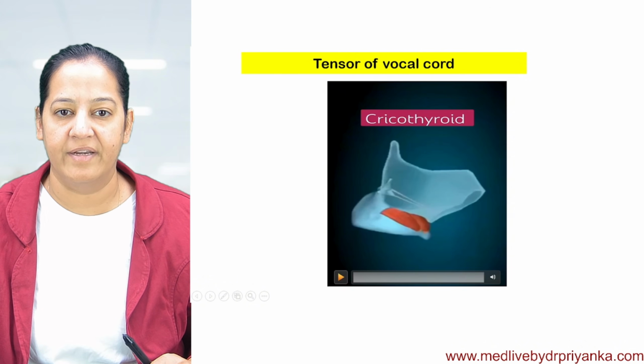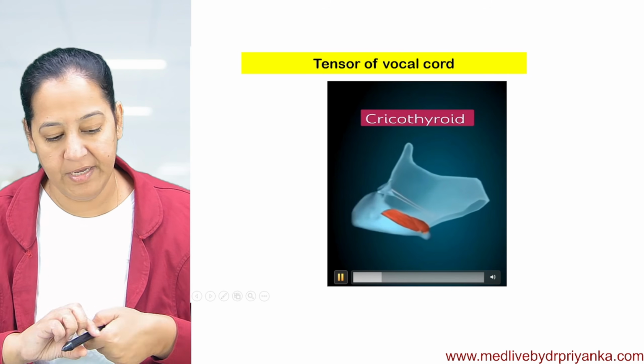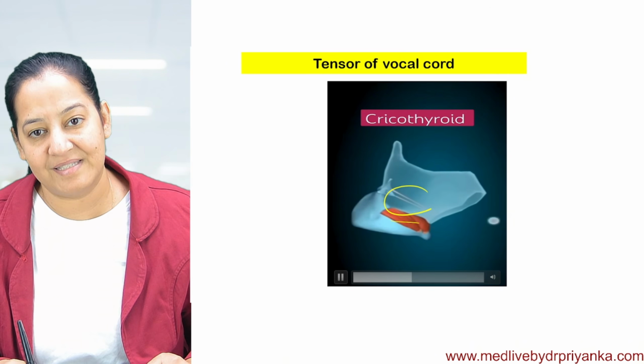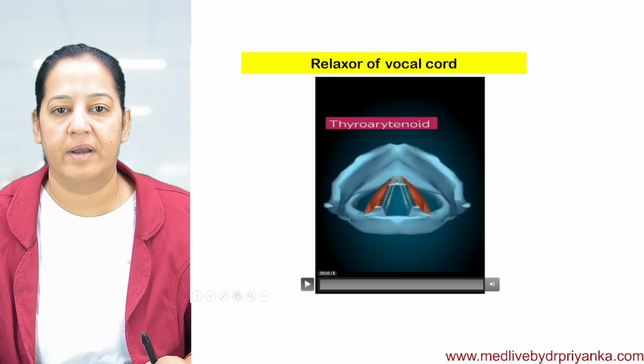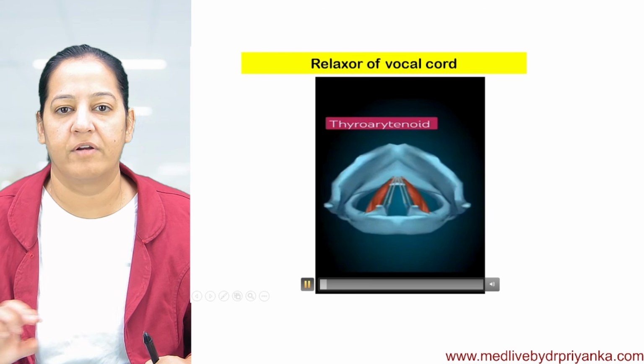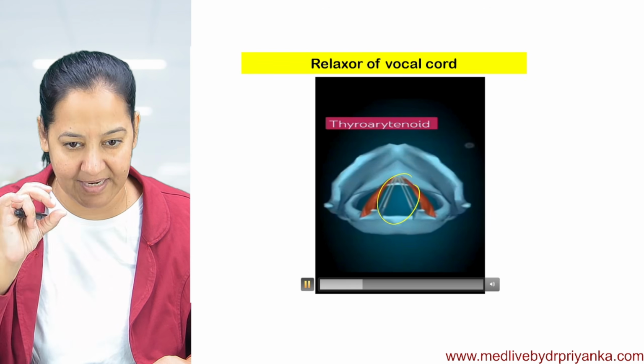This is cricothyroid. Cricothyroid is the tensor. You can see when this cricothyroid is acting, it is tensing the vocal cord. This is thyroarytenoid. It will relax the vocal cord. When it contracts, the vocal cord length is decreasing. It is relaxing.